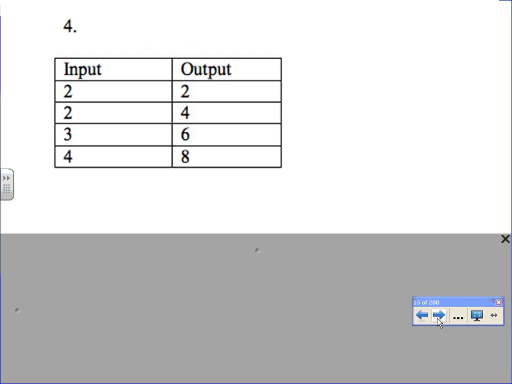Let's look at number 4. Okay, we have a list of input and output values. Let's draw an arrow for our relations. So we have 2 goes to 2. And then we have, again, 2 goes to, but now it goes to 4. 3 goes to 6. 4 goes to 8. Is this a function? Does each input have exactly one output? Nathan S., what's wrong with it?